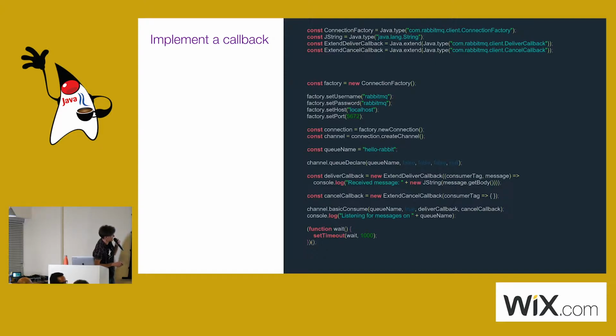Yeah, you declare your deliver callback, your cancel callback. So the deliver callback is the callback that will get the message once it's delivered. And yeah, you say consume and log that you're listening for messages, and this is just a hack so that the event loop doesn't exit because it doesn't know that it has to do anything. Because Node.js exits once there's nothing on the event queue and there's no outstanding stuff to do, so it will just figure out that at this point it's safe to exit because there's nothing happening.